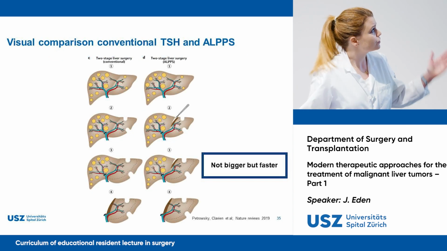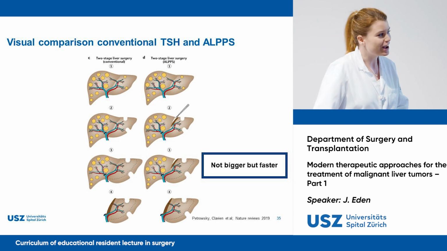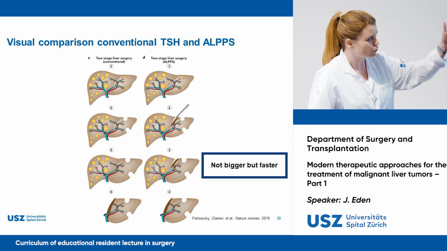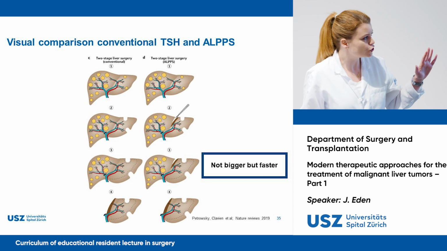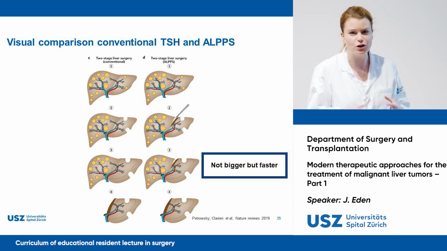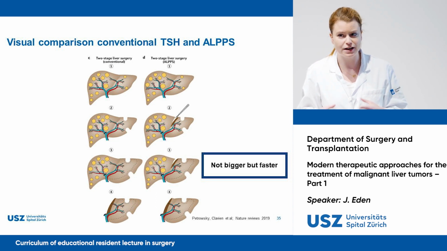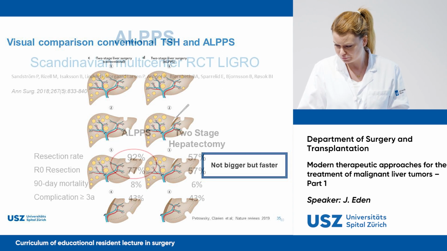Now, that just serves as a visual comparison between the two-stage hepatectomy and the ALPS procedure, and it's not accurate. It should be a total split of the liver, actually. What I want to show is that the liver doesn't really grow that much bigger in the ALPS procedure, but it grows bigger faster, and I think that's a key message.